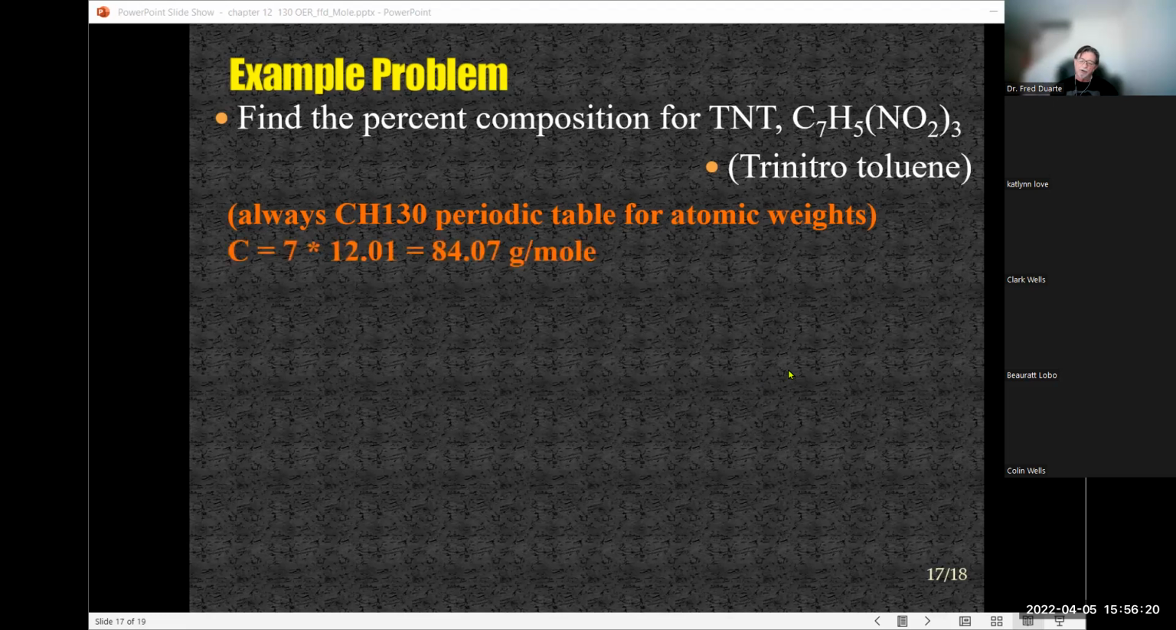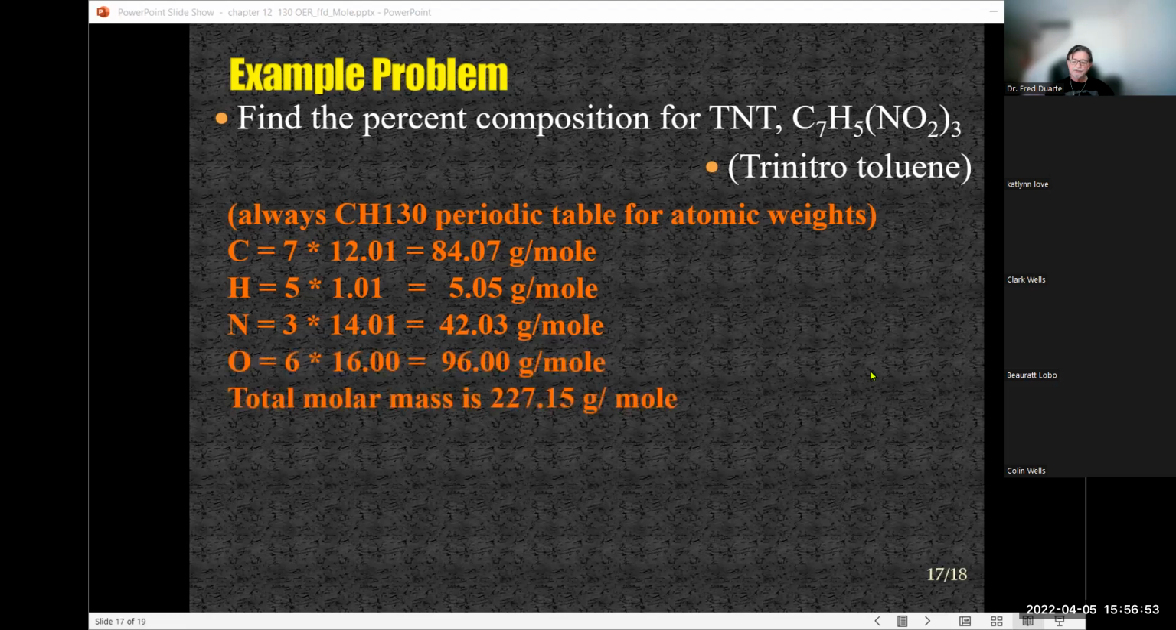All right, so there's 7 carbons. Each one has an atomic weight of 12.01, so the total for the carbons is 84.07 grams per mole. Hydrogen, there's 5 hydrogens. Each one brings in 1.01, a total of 5.05 grams per mole. Okay. The nitrogens, there's 3 of them. Each one has 14.01, the atomic weight for nitrogen, a total of 42.02 grams per mole. And then the oxygen, there's 6 of them, each one at 16 grams per mole. That's a total of 96.00 grams per mole.